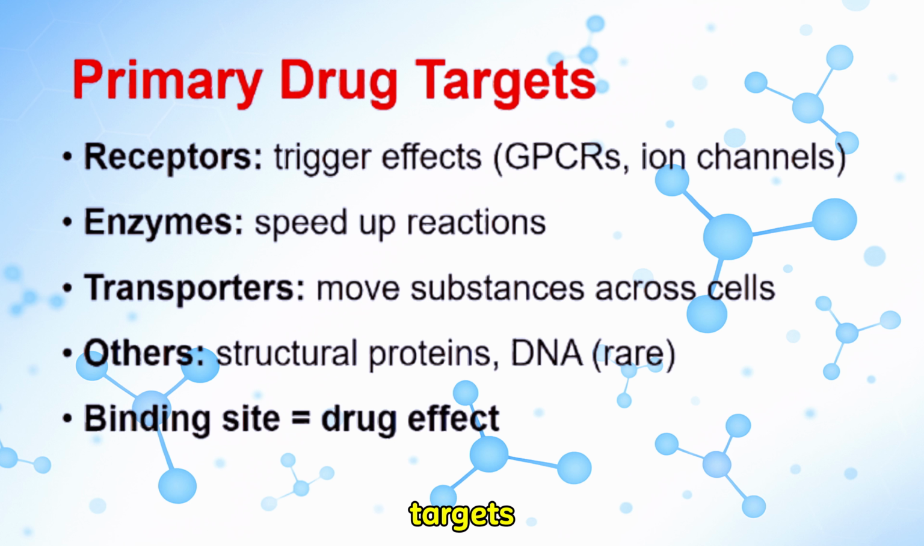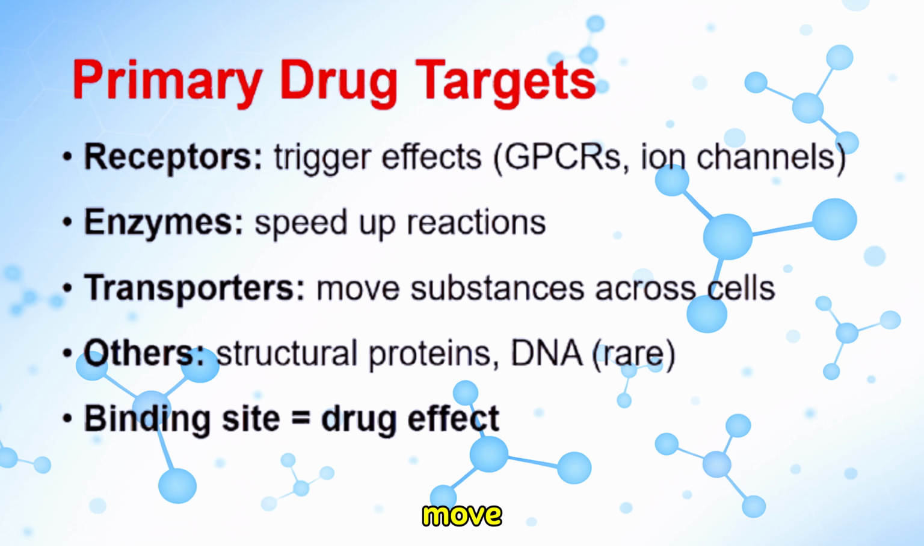Primary drug targets: receptors, enzymes, and more. Drugs work by binding to specific targets in the body. Most commonly, these targets are receptors, special proteins on or inside cells that recognize molecules and trigger effects. There are different types of receptors, including G-protein coupled receptors and ion channels. But receptors aren't the only targets. Drugs can also act on enzymes, which speed up chemical reactions. They may target transporters, which move substances across cell membranes, and in some cases, drugs act on structural proteins or even DNA, though that's less common. Where and how a drug binds determines what it will do.